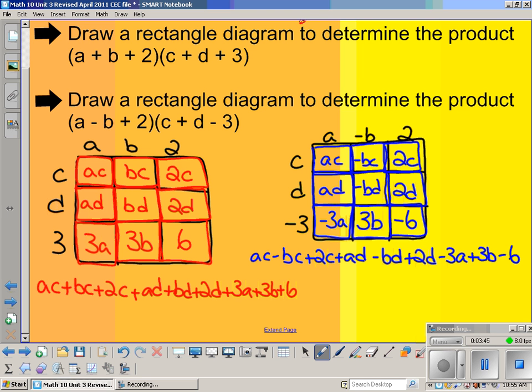So as you can see, the rectangle model actually organizes it very nicely for you. You will not forget to do one of your multiplications. You will definitely hit every one because you have to fill in every rectangle.